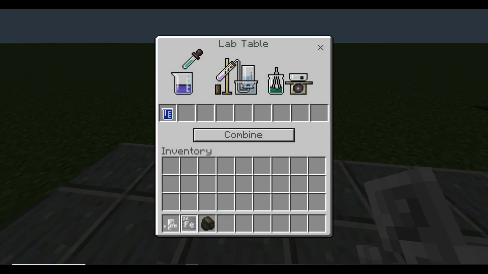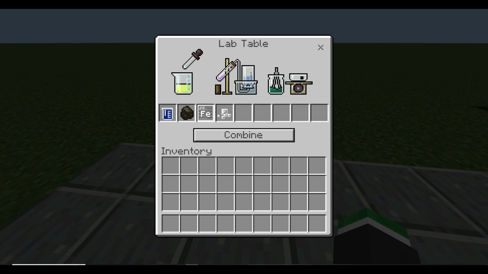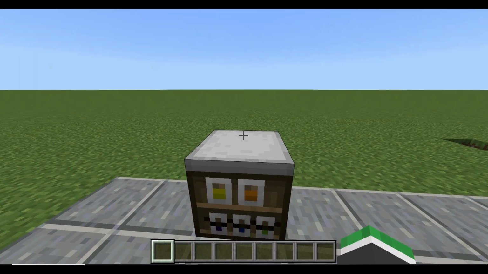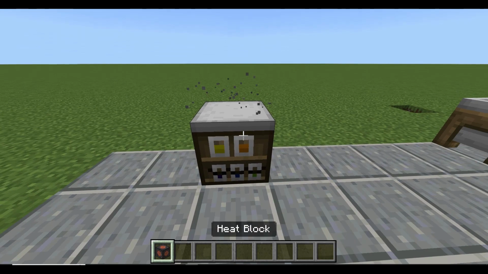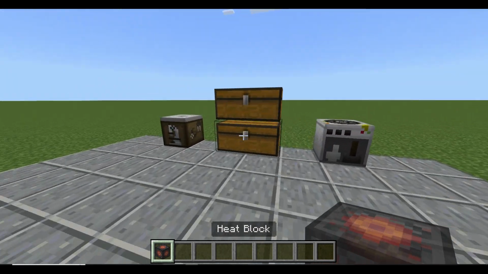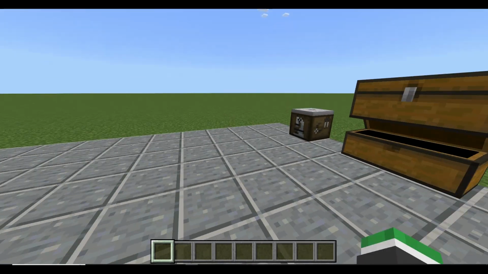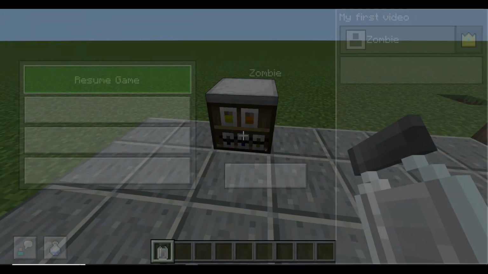So if you put in water that we crafted, charcoal, iron and salt, you would get this, which means a new chemical is being formed. So by that being said, we should get a new chemical or block, which is the heat block. And the heat block, I will show you how to use it in the video.